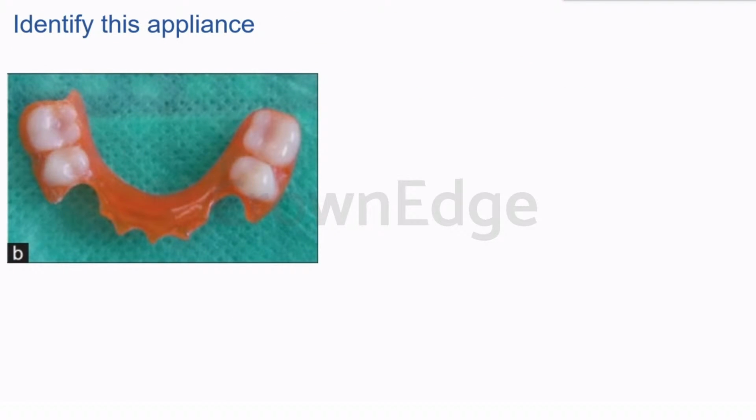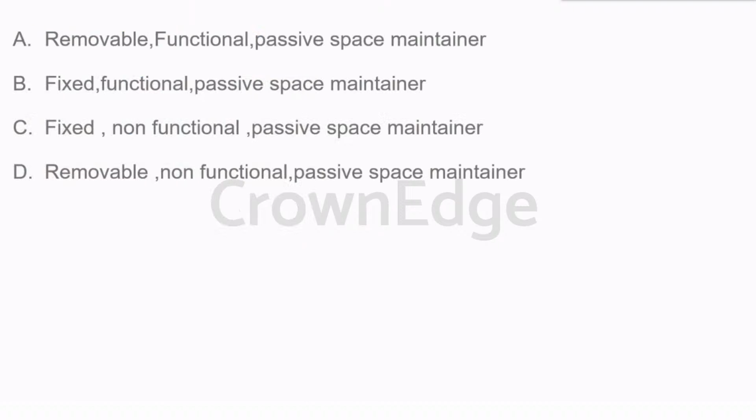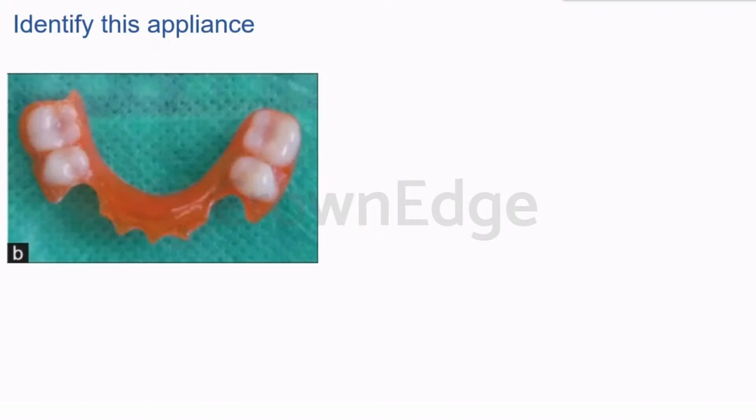Identify this appliance. Our options given are: removable functional passive space maintainer, fixed functional passive space maintainer, fixed non-functional passive space maintainer, and option D, removable non-functional passive space maintainer. I'll go back to your image again. It's a very, very easy one. Just see the options.